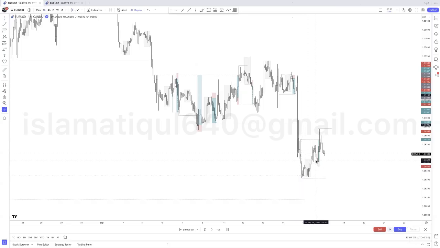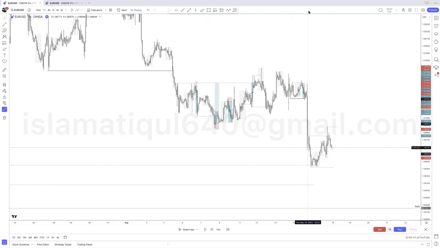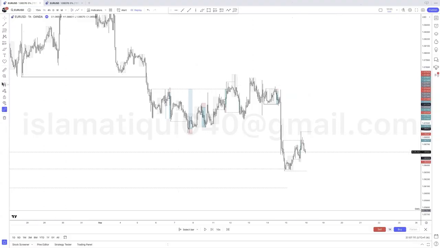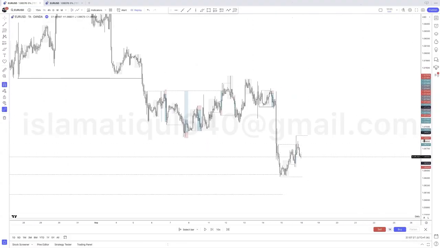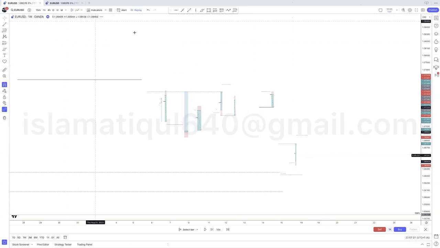And then on Friday, it runs inside of the range, like I said. What was the range? From here to here. That's it. It's a combination of SNR and SMC. When I say SMC, it's ICT stuff. I haven't learned SMC from anyone else, only from ICT. Okay, let's go to weekly.